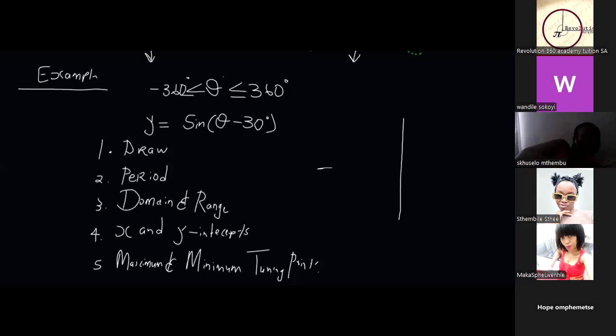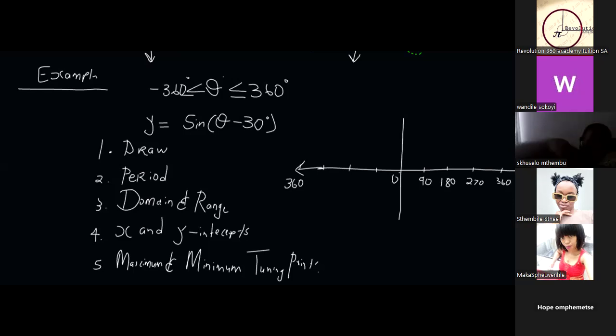90, 180, 270, 360. So use a ruler. Myself, I don't have a ruler, I can't use one on this platform, but use a ruler: 0, 90, 180, 270, as well as 360. And then on the other side, 90, 180, 270, 360. Then this one's the negative.